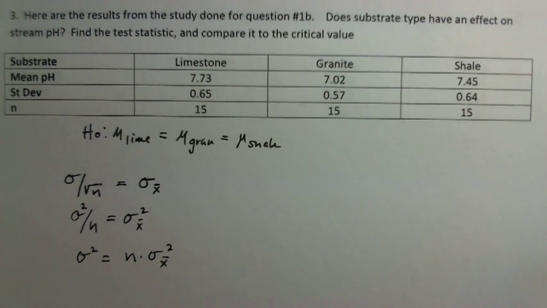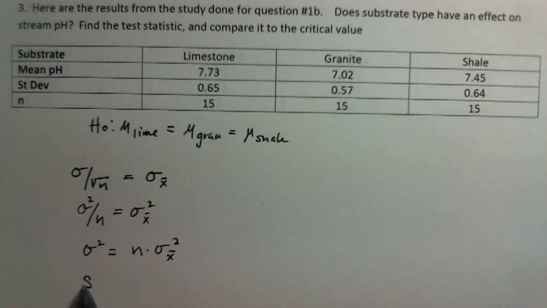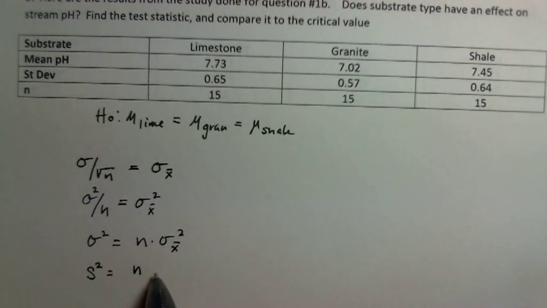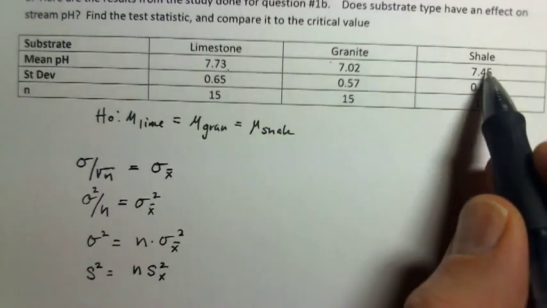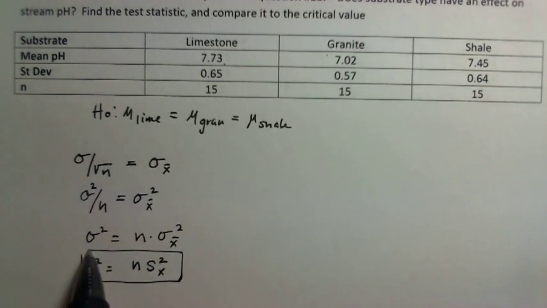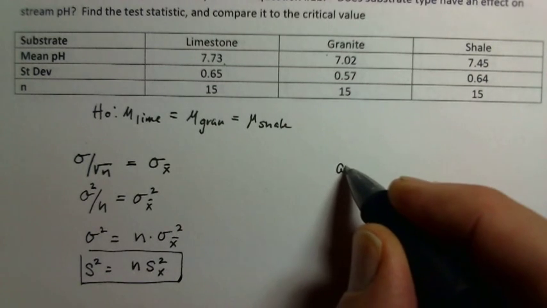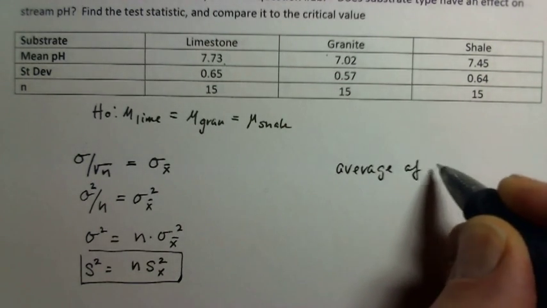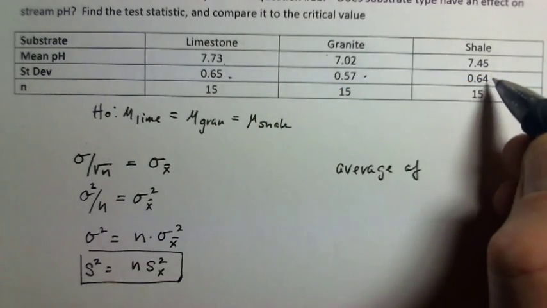Well, we use this trick by saying we're going to let this thing be estimated one time at least by this thing. We're going to let the standard deviation of these three x bars times n, which in this case would be 15, be an estimate for s squared. So that's one way we're going to look at the standard deviation of the population. The other one will be the average of 0.65, 0.57, and 0.64.